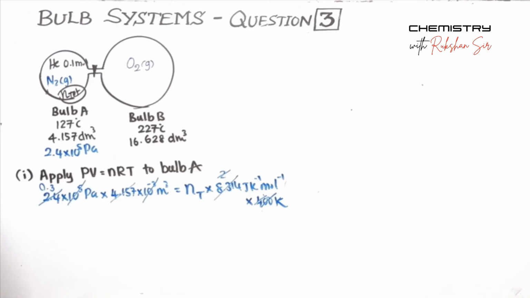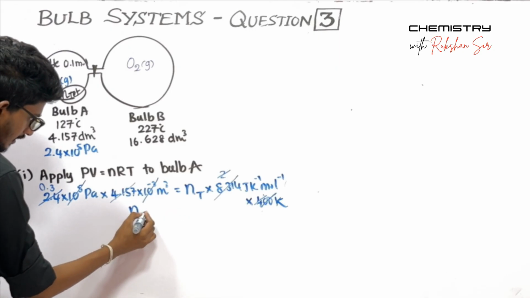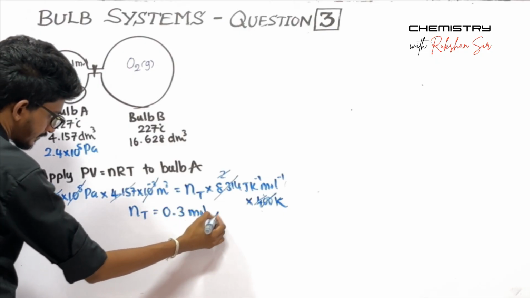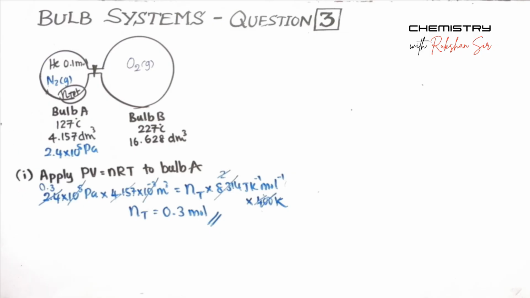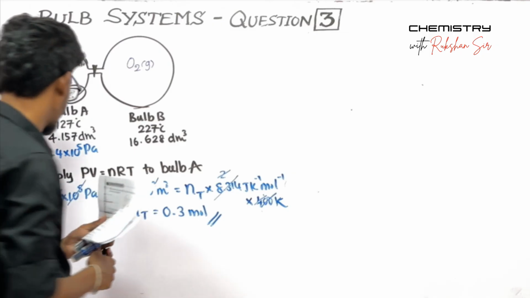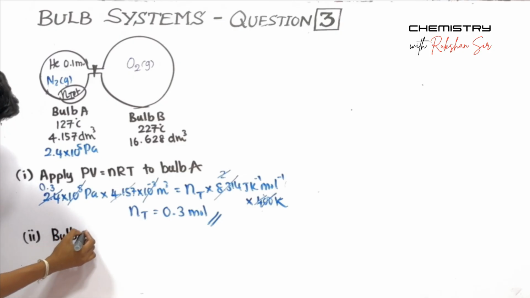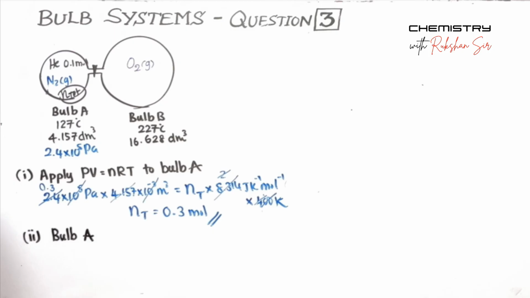So total number of moles. So total number of moles is actually 0.3. So n total is 0.3 moles. Right now? So number of moles of N2 gas. Total number of moles at the bulb B, because the bulb B, that is where the N2 gas is at, right?